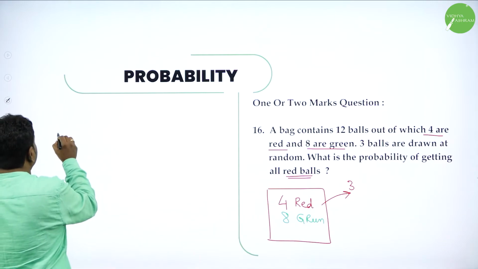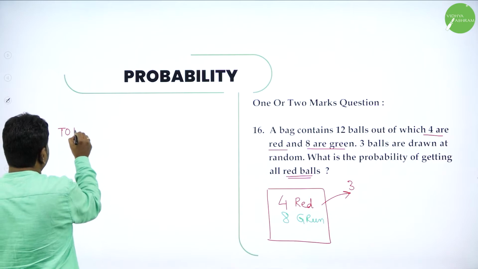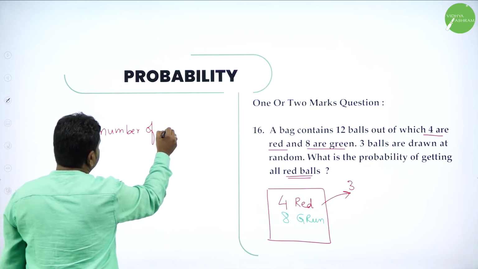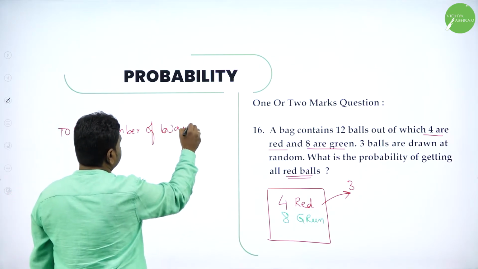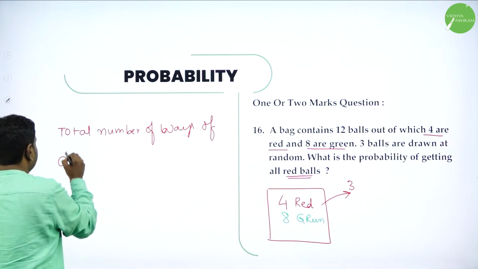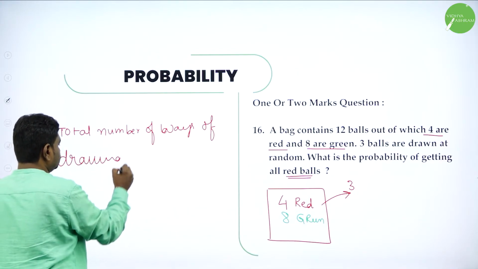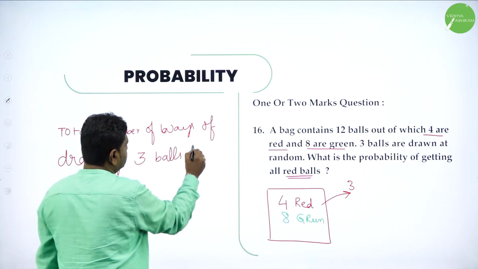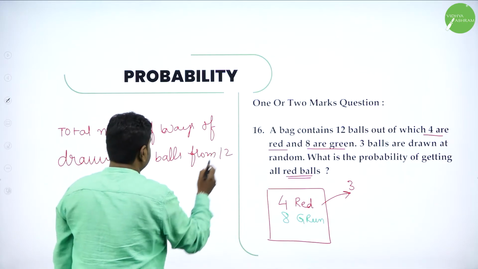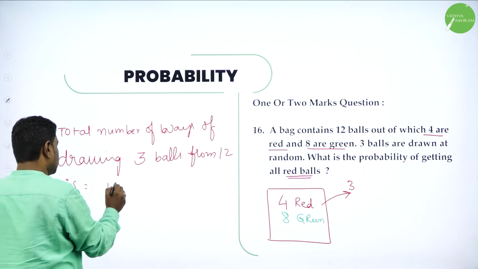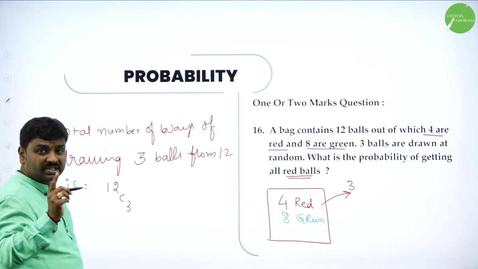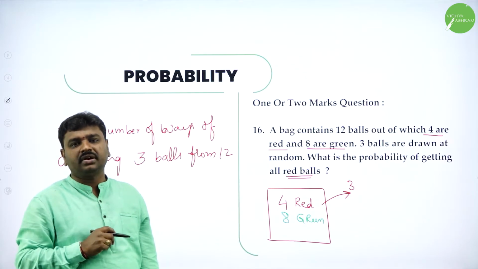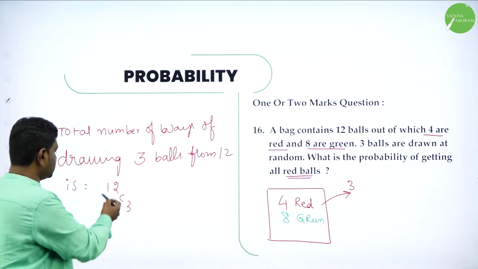So now, total number of ways. Number of ways of drawing 3 balls from 12 balls is how much? 12 C3 combinations. Out of 12 balls, 3 balls can be drawn in 12 C3 ways. You know nCr. Out of n balls, r balls can be drawn in nCr ways. So now 12 C3 ways.